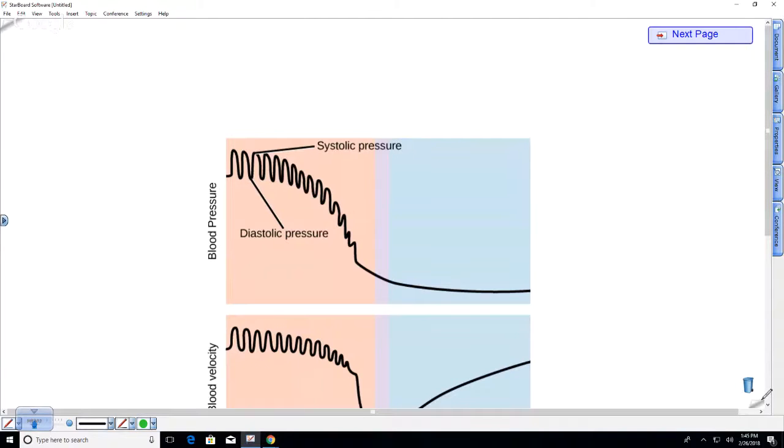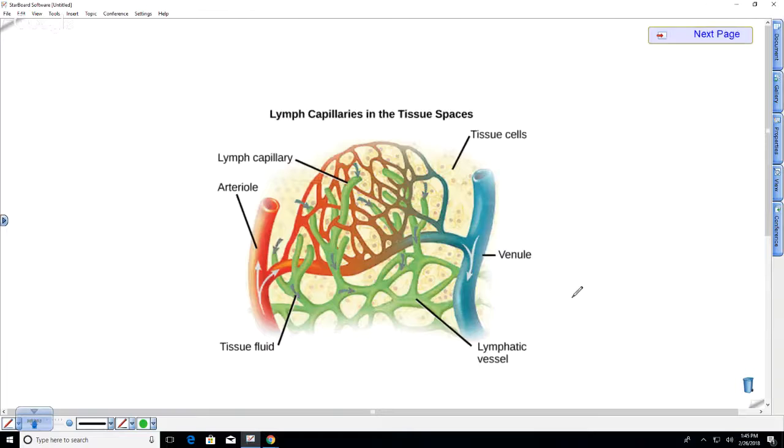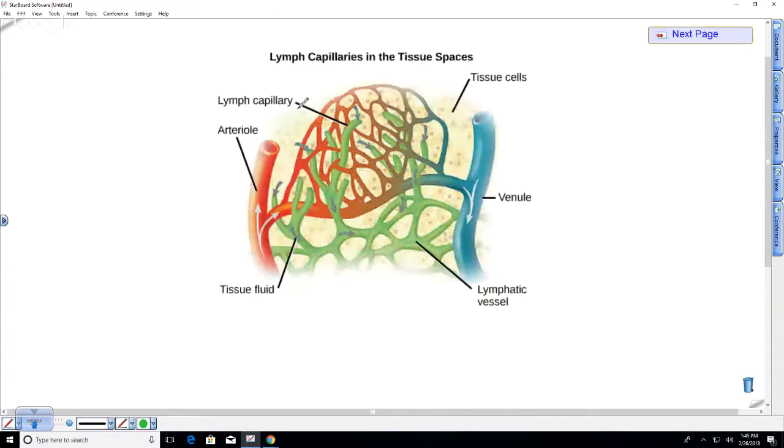Okay, so this is the diagram. So this is my capillary bed. These are my lymphatic tissues, right? And they're taking the extra fluid back up from that which is lost at the capillaries.